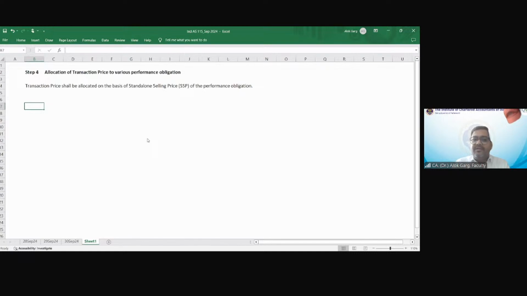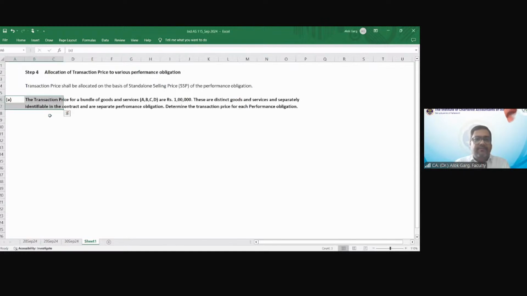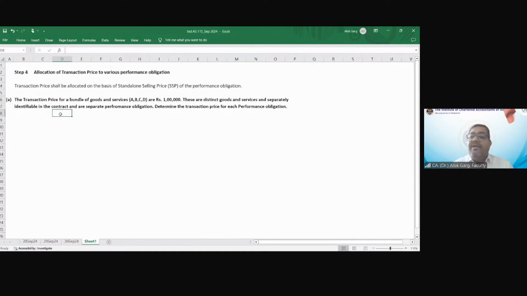Correct, friends? Let's discuss with the help of an example. The transaction price for a bundle of goods and services A, B, C, D is rupees 1 lakh. There are 4 goods A, B, C, D. And the transaction price for this entire combo package is 1 lakh rupees.